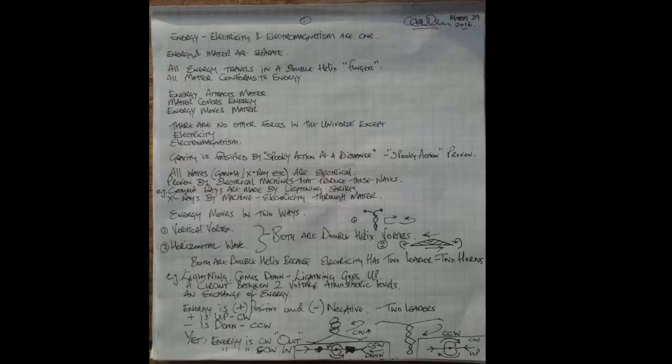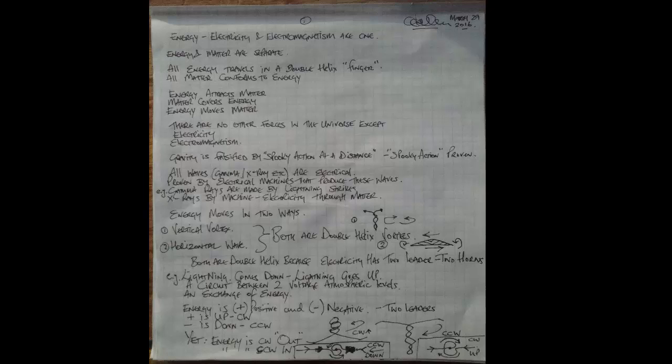Gravity is falsified by spooky action at a distance. Spooky action is proven. All waves, gamma, X-ray, delta, whatever you want to say about any waves, are electrical, proven by electrical machines that produce these waves and can measure these waves. You can only pick up an electrical signature by an electrical machine which is based upon electricity. So all waves are electricity or electromagnetic. Gamma rays are made by lightning strikes, X-rays by machines, electricity through matter.